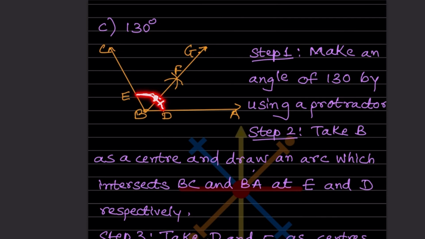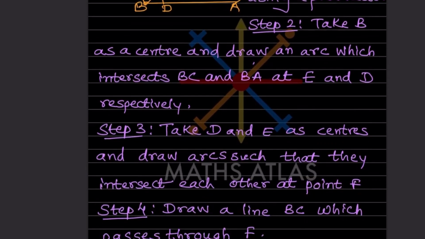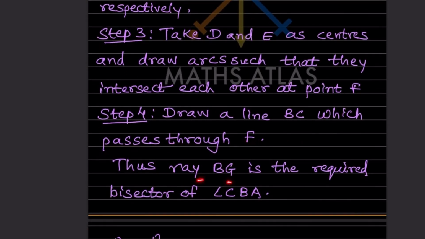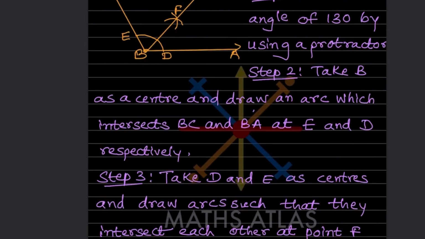So we'll take the compass and keep it on this E and draw the first arc. Then the same distance whatever you took from E, you keep your compass over here and draw an arc over here, and then you draw a line over here. So that is the bisector. So now draw a line from B which passes through X. Thus ray BG is the required bisector, it will be the half.